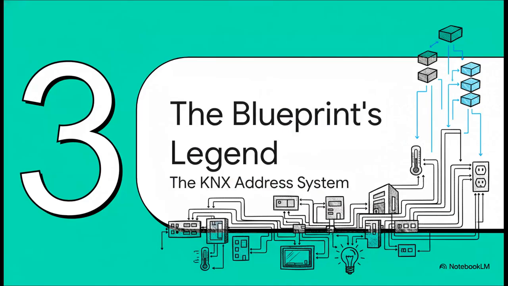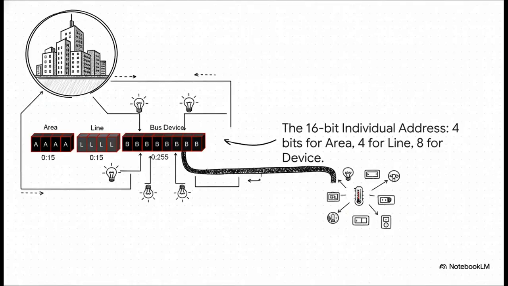So we've built this massive physical network. But how does any one device actually know how to talk to another one? This, my friends, is the aha moment. This is where we see how the logical addressing system is a perfect mirror of the physical blueprint we just put together. Every single device in a KNX system gets its own unique 16-bit address. But it is not just a random number. It's actually broken into 3 distinct parts.